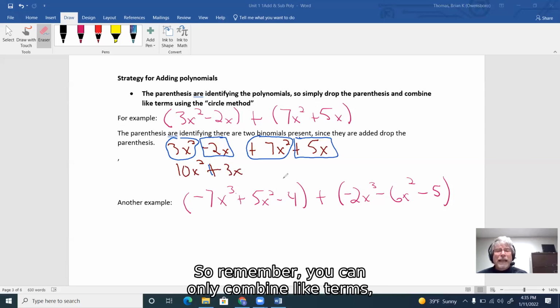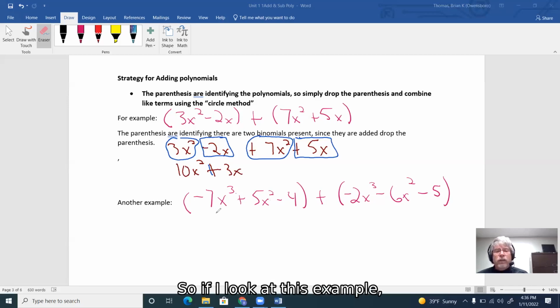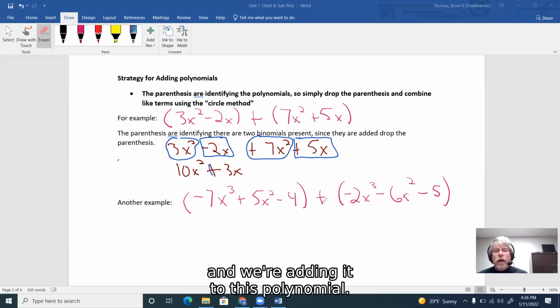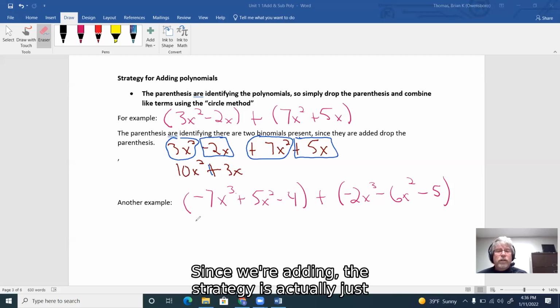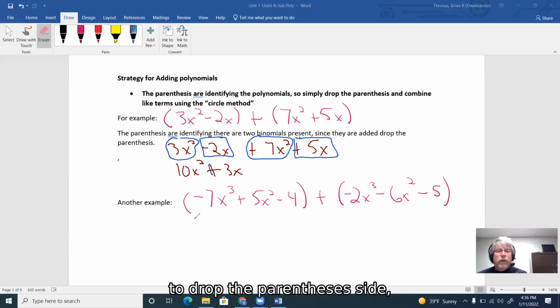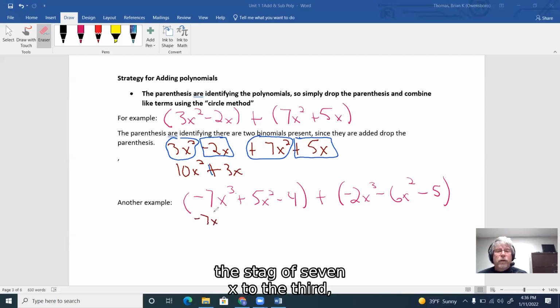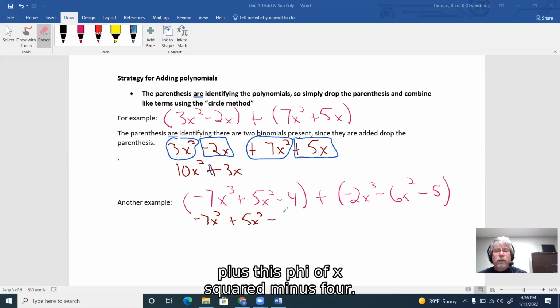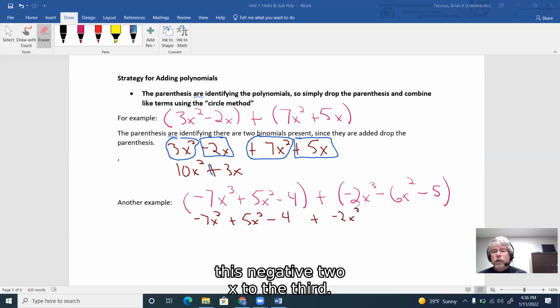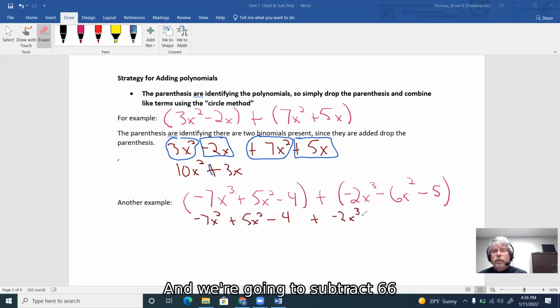So remember, you can only combine like terms. Unlike terms just have to stay in the problem. So if I look at this example, notice how we now have this polynomial and we're adding it to this polynomial, or you could call these trinomials. And since we're adding, the strategy is actually just to drop the parentheses. So I have this negative 7x to the third plus this 5x squared and this minus 4. And we're adding to that this negative 2x to the third. And we're going to subtract 6x squared and this minus 5.